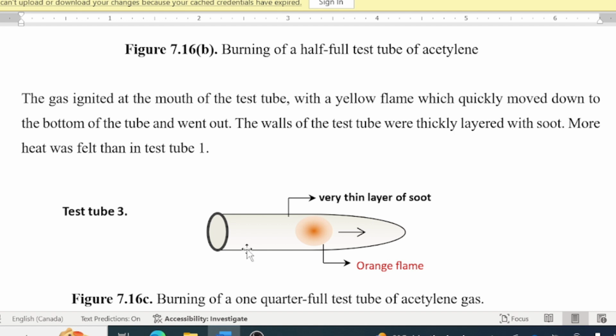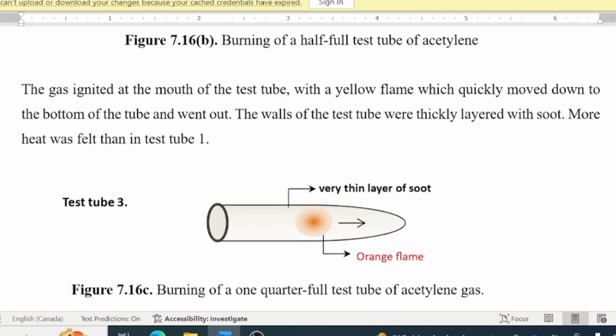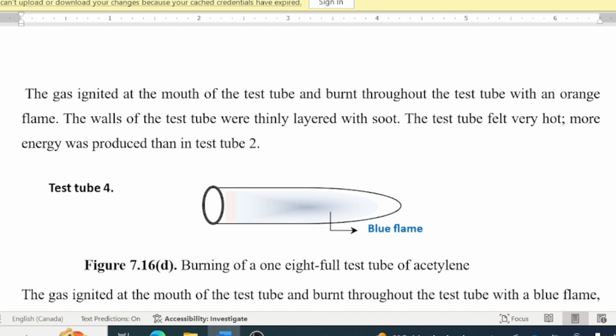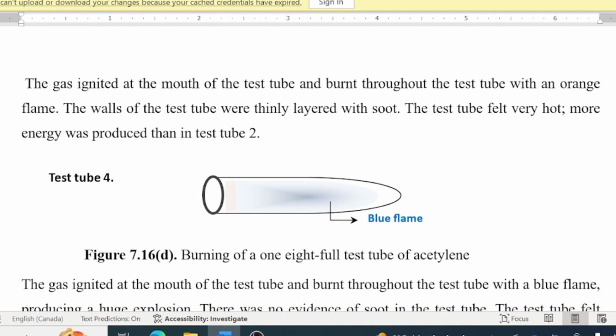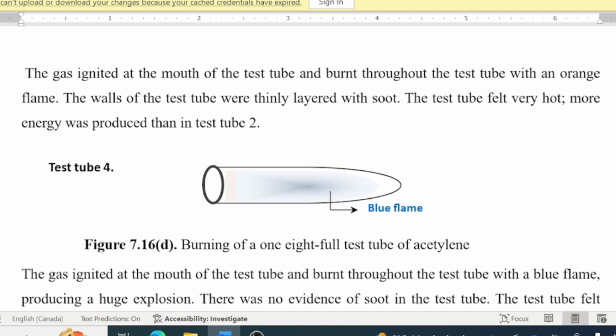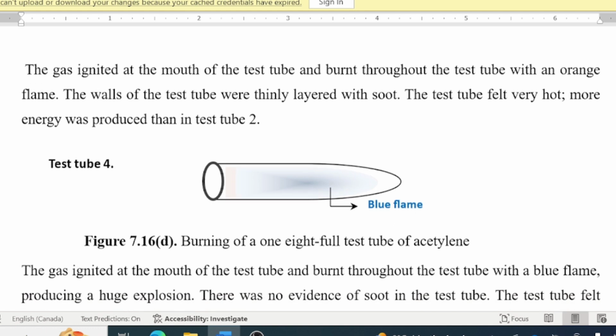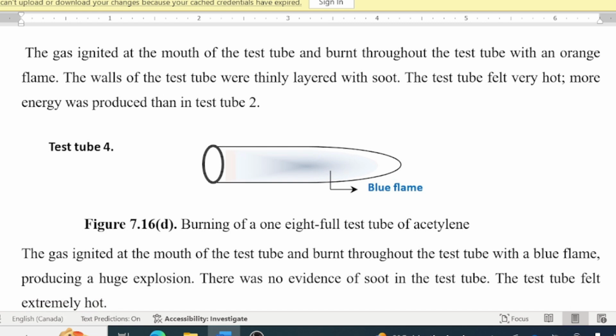The fourth one, that had 1/8 of acetylene gas and 7/8 of air, this is what happened. You get a loud explosion with a blue flame, and this test tube felt very, very warm. So these were the observations that were made when different acetylene-air combinations were used, and each test tube separately was ignited with a splint.